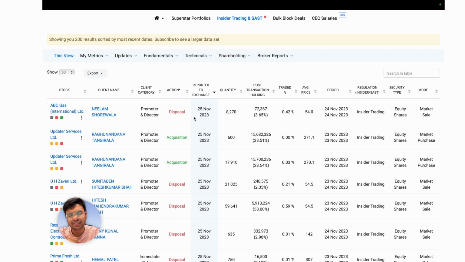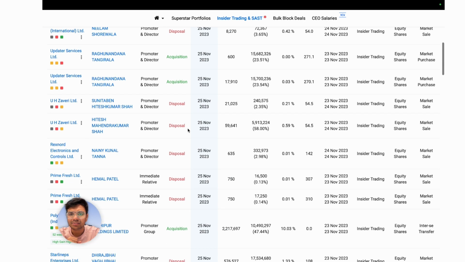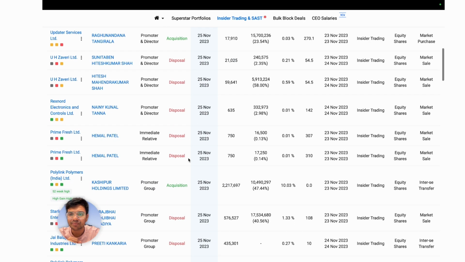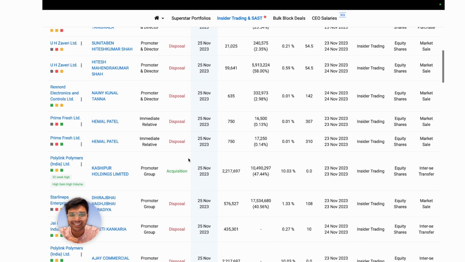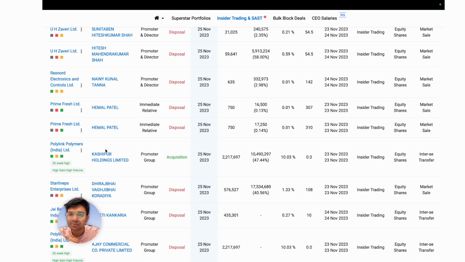If the company is fundamentally strong, hold it. If the promoter sells it twice, it's a bad sign for sure. Okay. Even the promoters know that when they sell the company's share, the share price will go down. Even this will affect the share price. Now you can see, let's take any other, many disposals recently, maybe because the market is anyway too high. On 25th November 2023, there has been Polylink Polymers and they have actually acquired the shares.